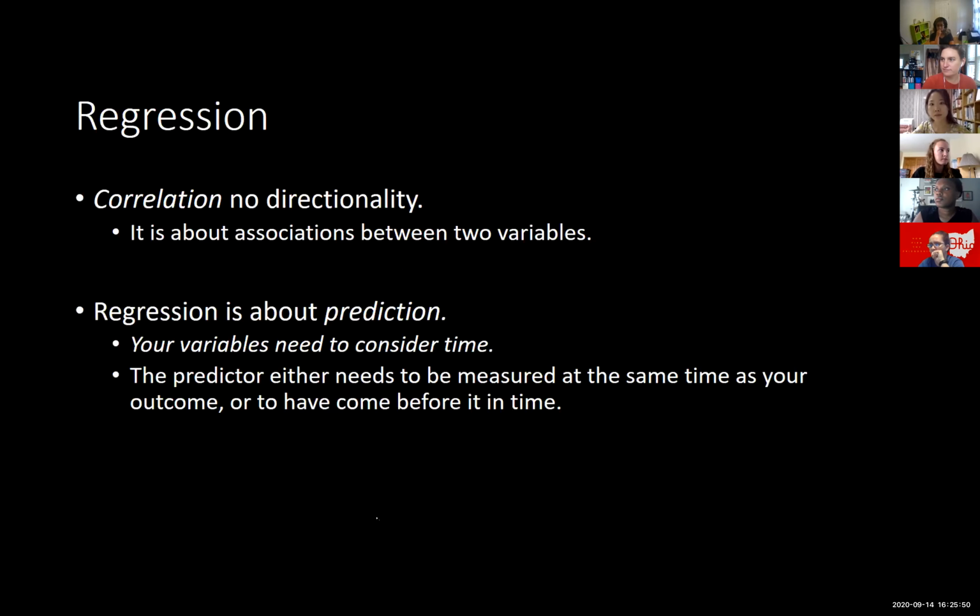Now we're going to talk about regression. So I want to revisit this idea of the difference between correlation and regression. Correlation has no directionality assumed among the relationship between the two constructs that you're looking at. It's about the association between your two variables, whatever those two variables may be. Now, regression is about prediction.